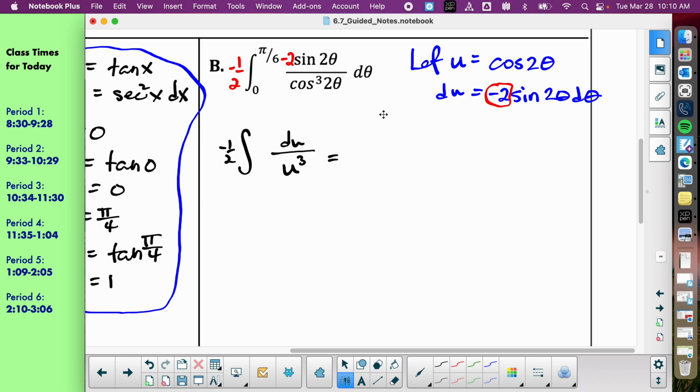So this one, oh wait, I'll put that below. I'm going to rewrite as u to the negative 3 du. And then the last step, I didn't switch the numbers yet, so I have to switch those.